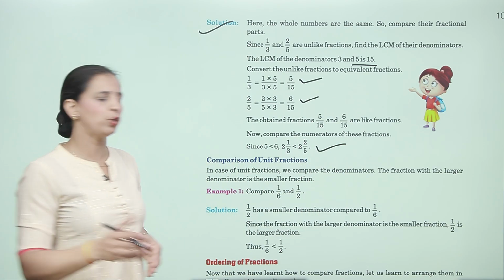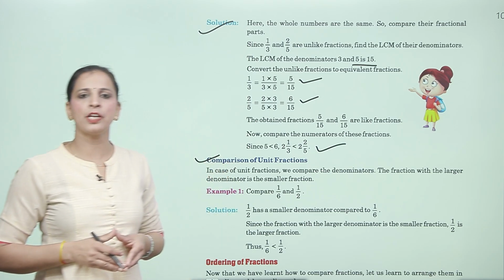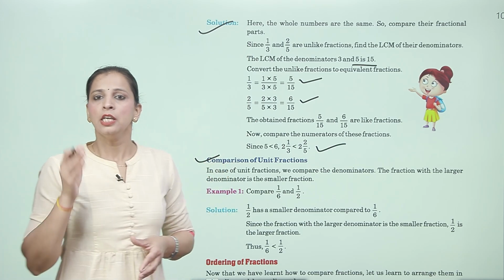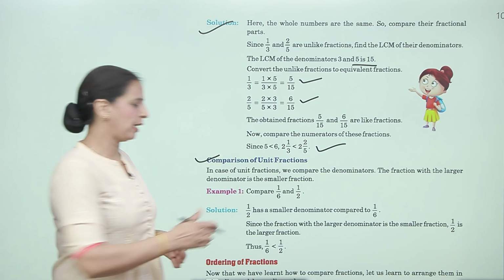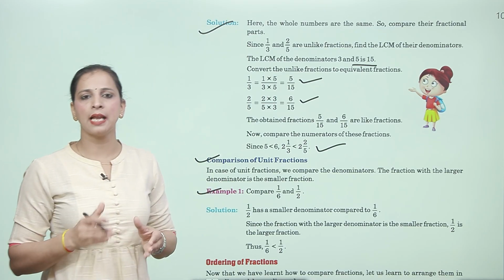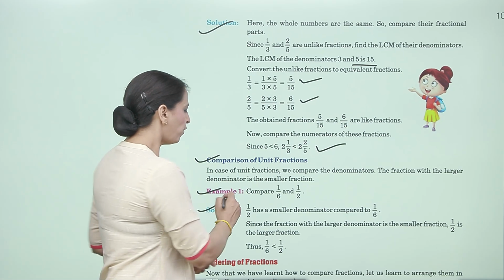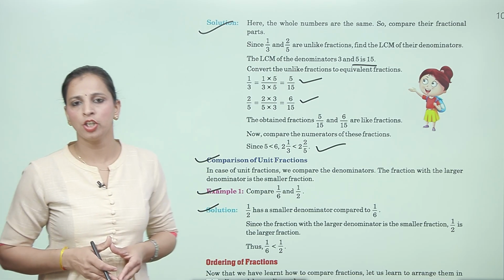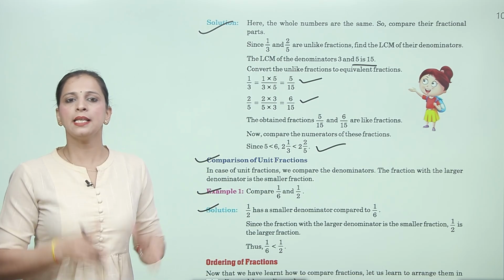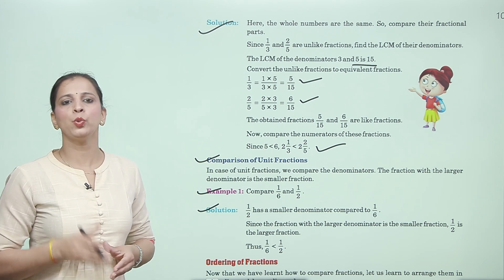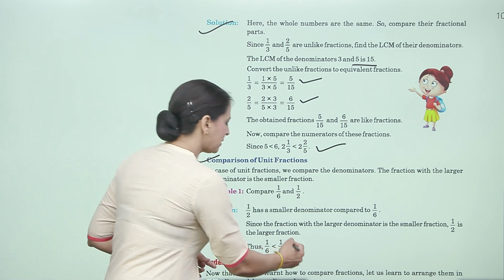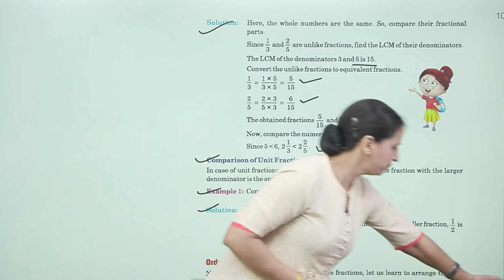Now comparison of unit fractions. In case of unit fractions, we compare the denominators. The fraction with the larger denominator is the smaller fraction. Example 1, compare 1 by 6 and 1 by 2. Solution, 1 by 2 has a smaller denominator compared to 1 by 6. Since the fraction with the larger denominator is the smaller fraction, 1 by 2 is the larger fraction, thus 1 by 6 is less than 1 by 2.